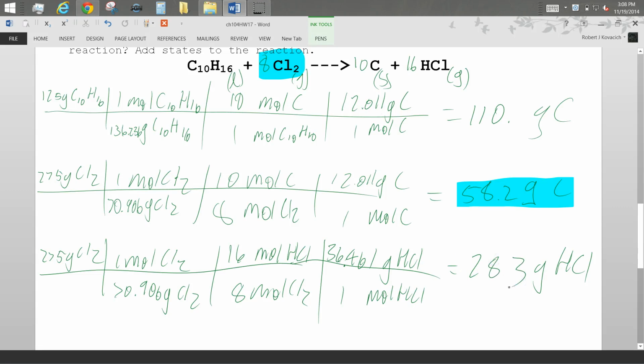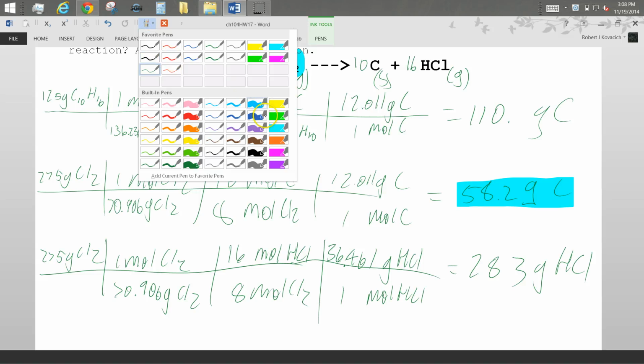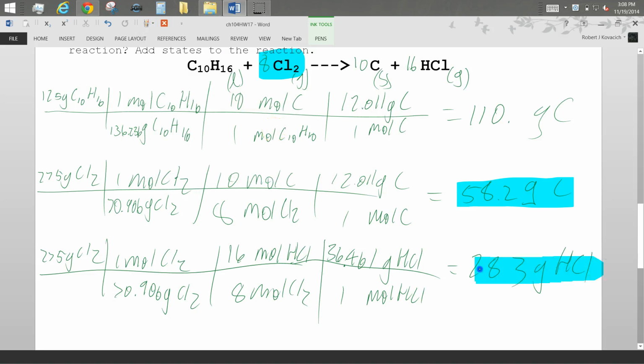283. We good with that? Okay. So that just calculated how much hydrochloric acid is going to be in my container when I'm finished. So I got 0 grams of chlorine gas, 58.2 grams of carbon, and 283 grams of hydrochloric acid.